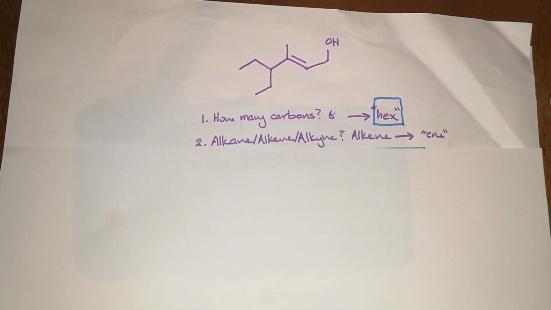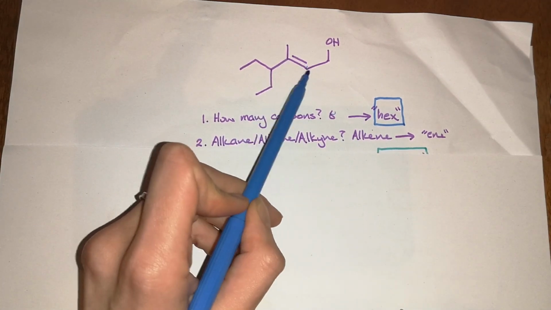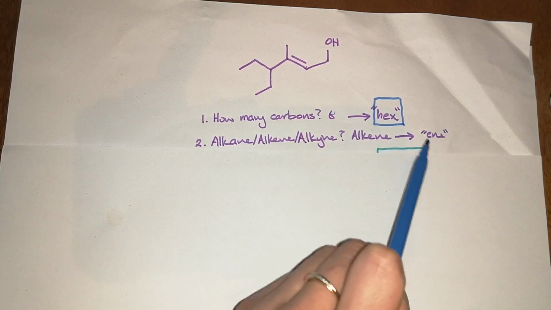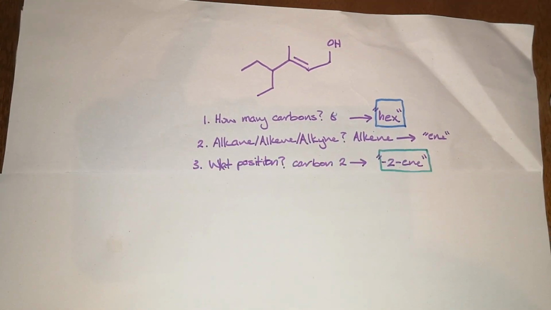Then you have to look at, is it an alkane, an alkene, or an alkyne? That should always be step number 2. Okay. In this case, you can see that there's one double bond in the molecule, so it's going to be an ene, okay? So that's going to be the suffix that you use, okay?